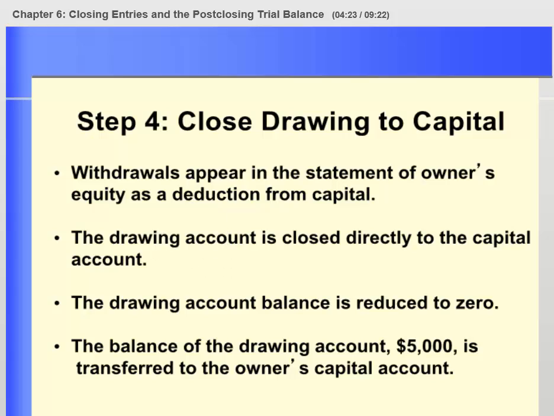Our final step is to close the owner's drawing account. Step 4. The owner's drawing account has a debit balance and is closed directly to the owner's capital account. In this step, we are reducing the drawing account balance of $5,000 to zero.